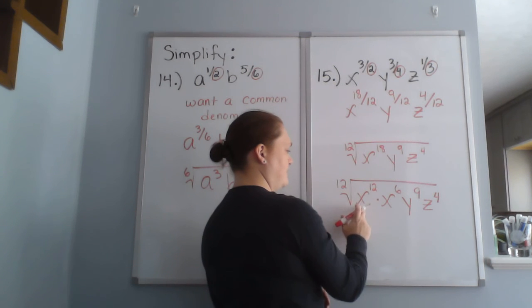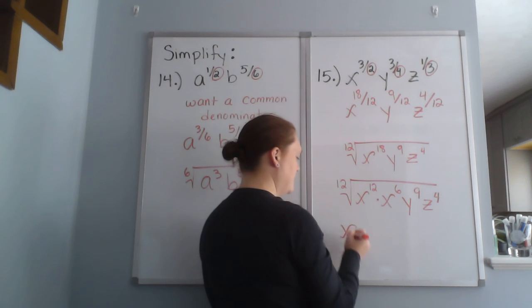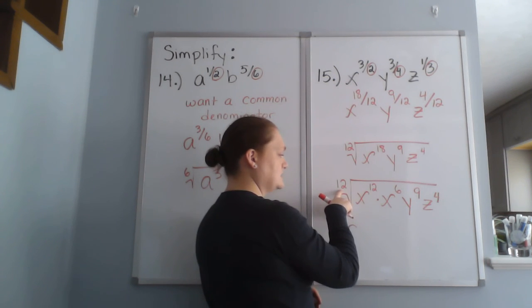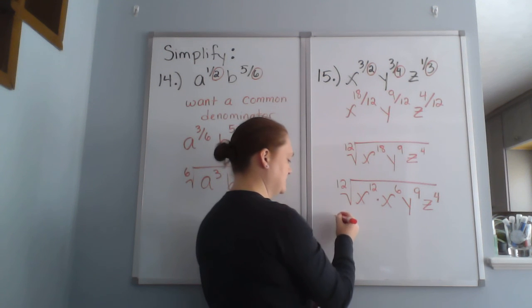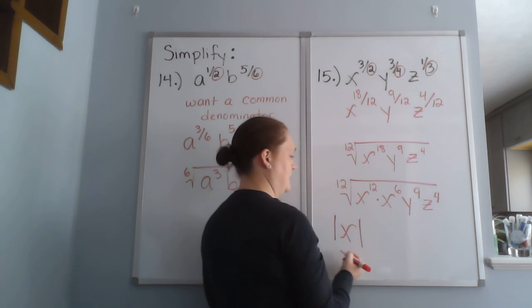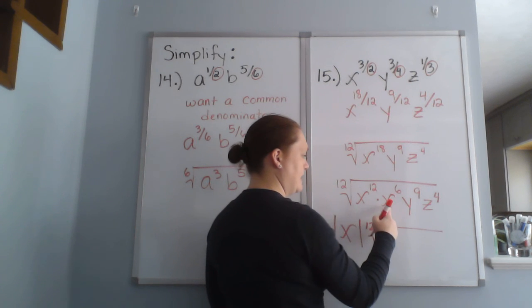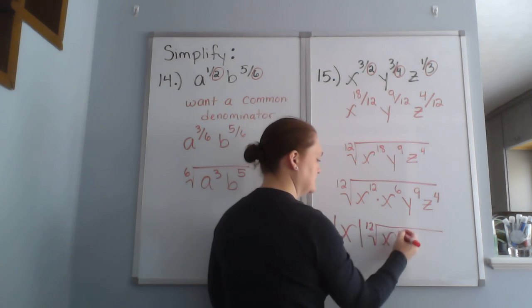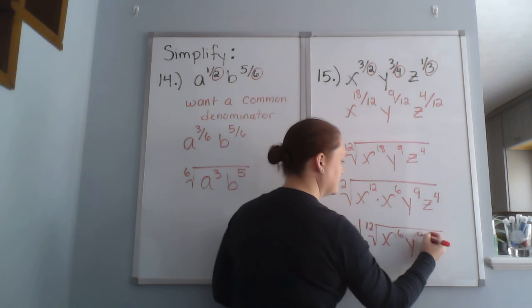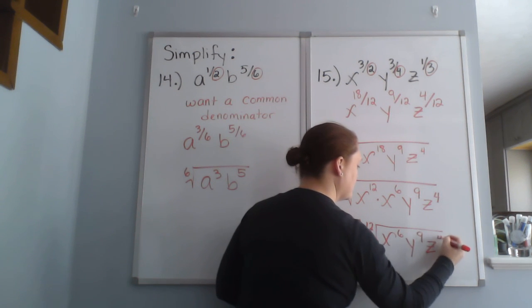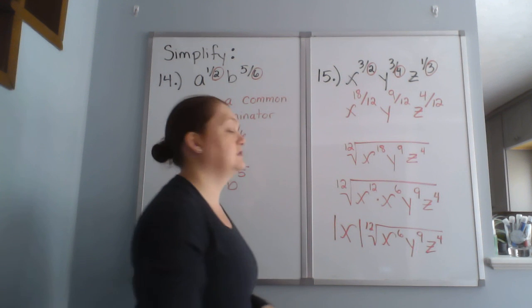The 12th root of x to the 12th is an x. Because it was an even index with an odd exponent result, I need absolute value around that x. And then the remaining part, inside the radical, I have the x to the 6th, the y to the 9th, and the z to the 4th. So this is my final answer for number 15.